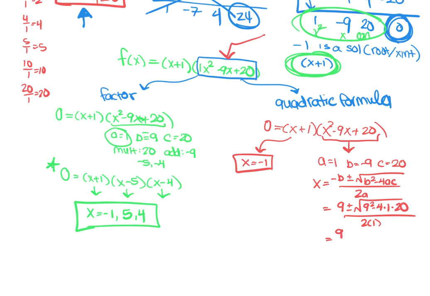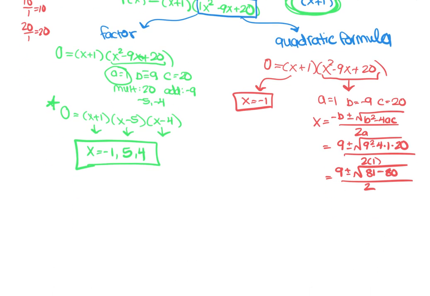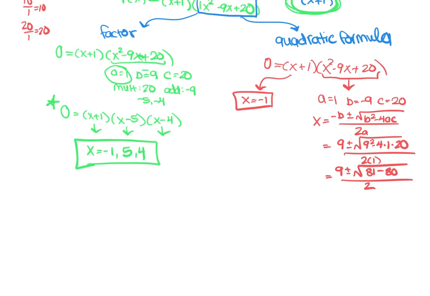So this turns into 9 plus or minus the square root of 9 squared, which is 81, minus 4 times 1, which is 4 times 20, which is 80. And you could use a calculator to calculate that part under the root. I'm just doing it in my head as we go. Then we divide that all by 2. We need a little more space here, so we'll move it up.